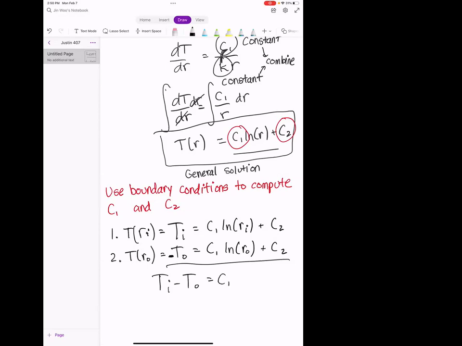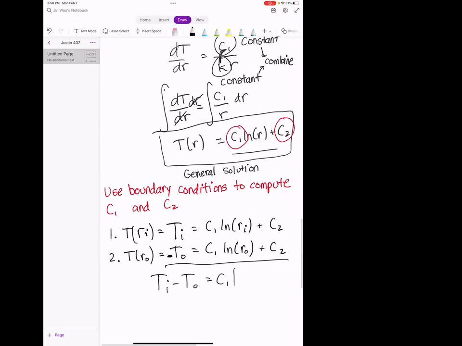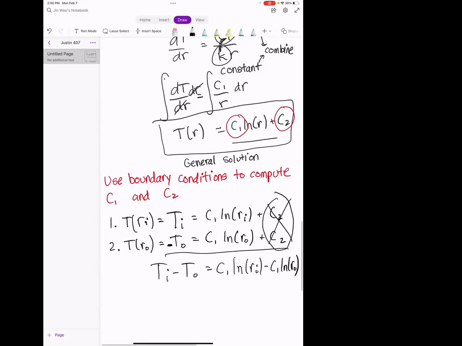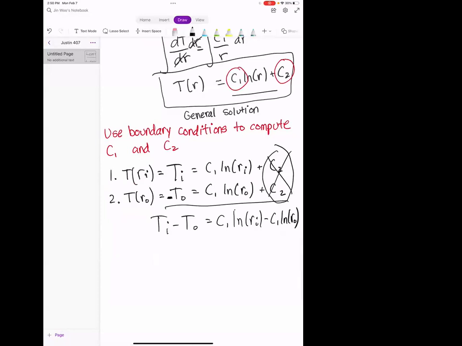Next, we have the C1 terms: C1 ln of Ri minus C1 ln of Ro. And then we have C2 minus C2. Because these two are the same in both equations, when we subtract them, they cancel out, which is really nice for us because now we don't have to worry about C2 and we can just solve for C1 outright.